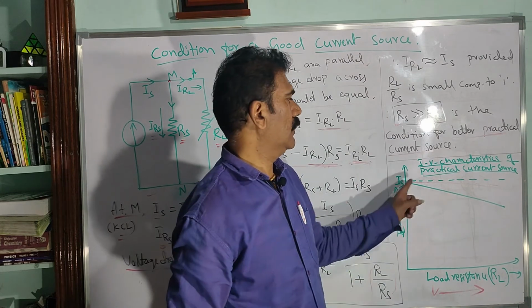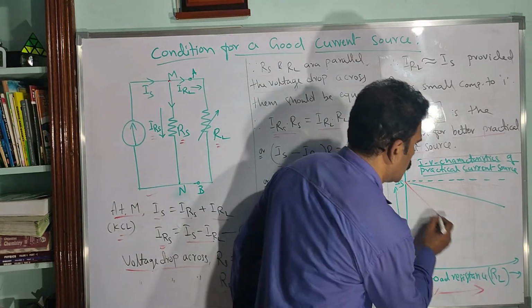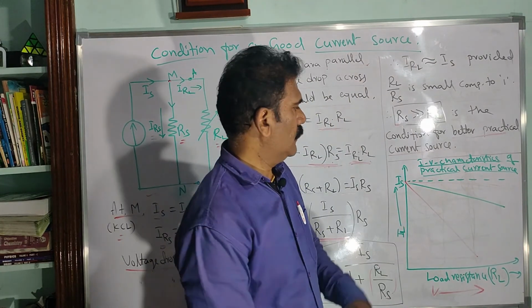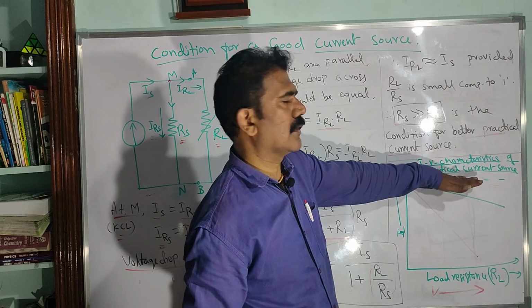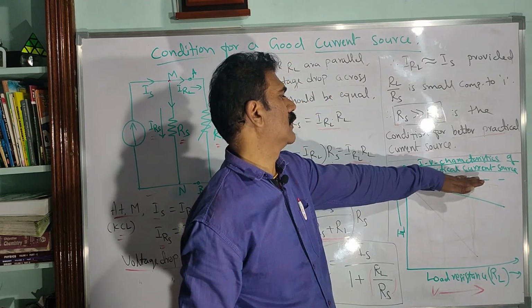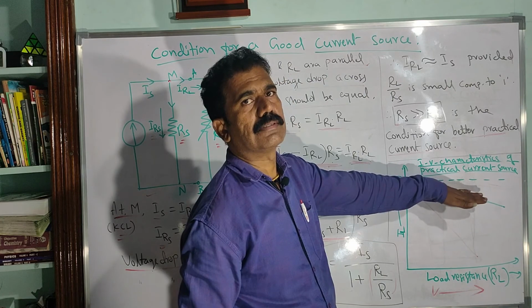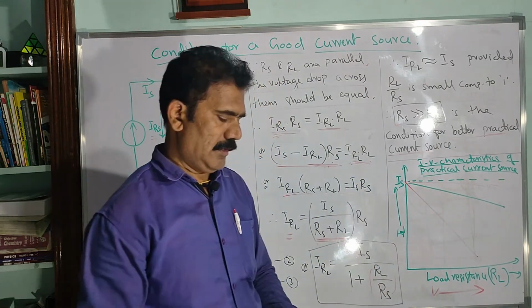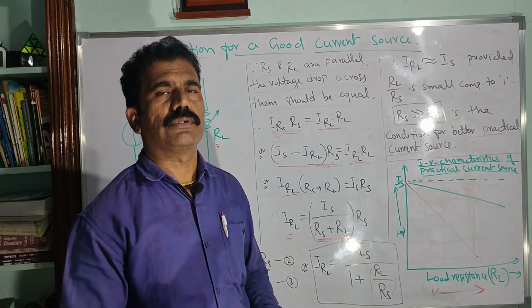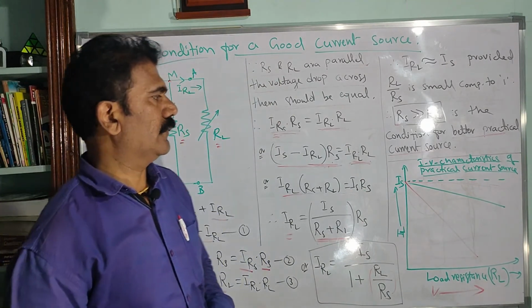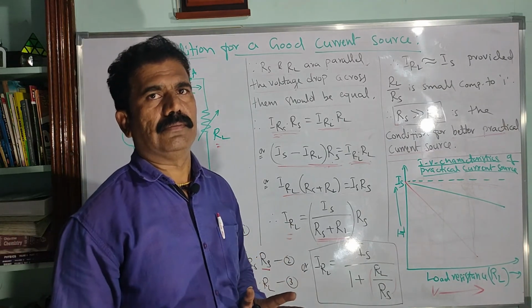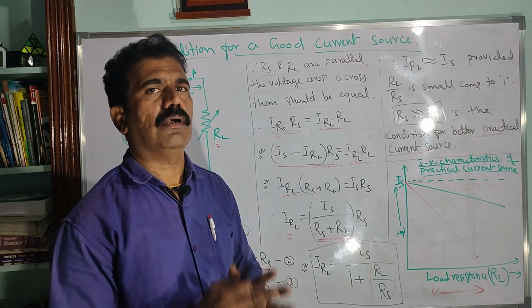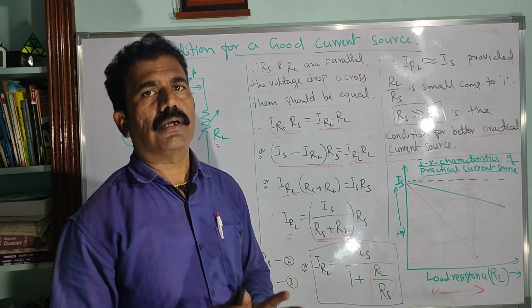For a practical current source, if it is decreasing so much like this, then it is not at all a good current source. The line should be as near as possible to this horizontal line. It is not possible to be exactly on the horizontal line, but if it is nearest to this horizontal line, then we can say it is a better practical current source. This is how you can understand how current sources are used in various electrical applications. We need to get constant current, as much as possible, from the given source. Such sources are called practical current sources.